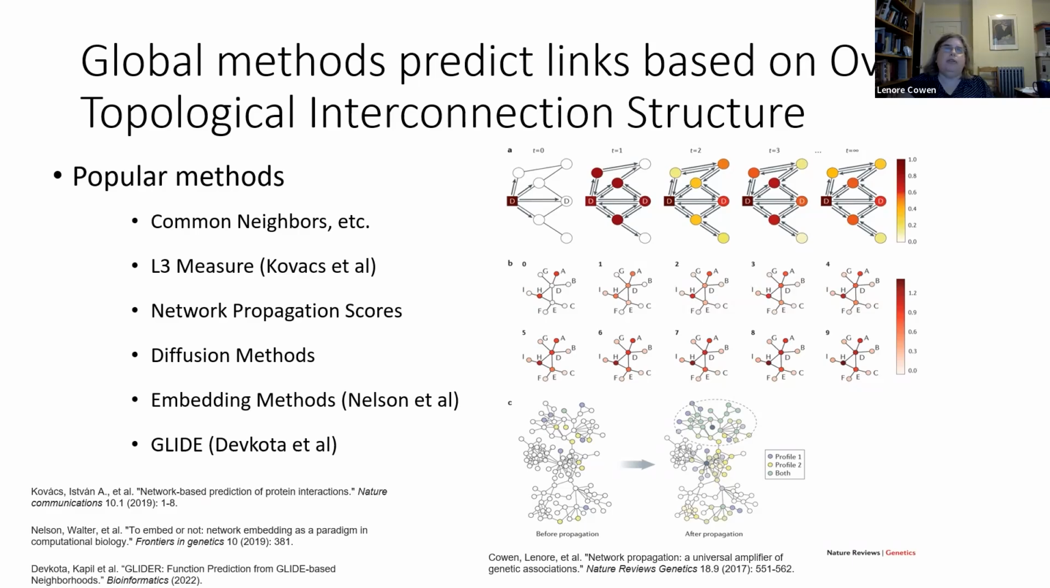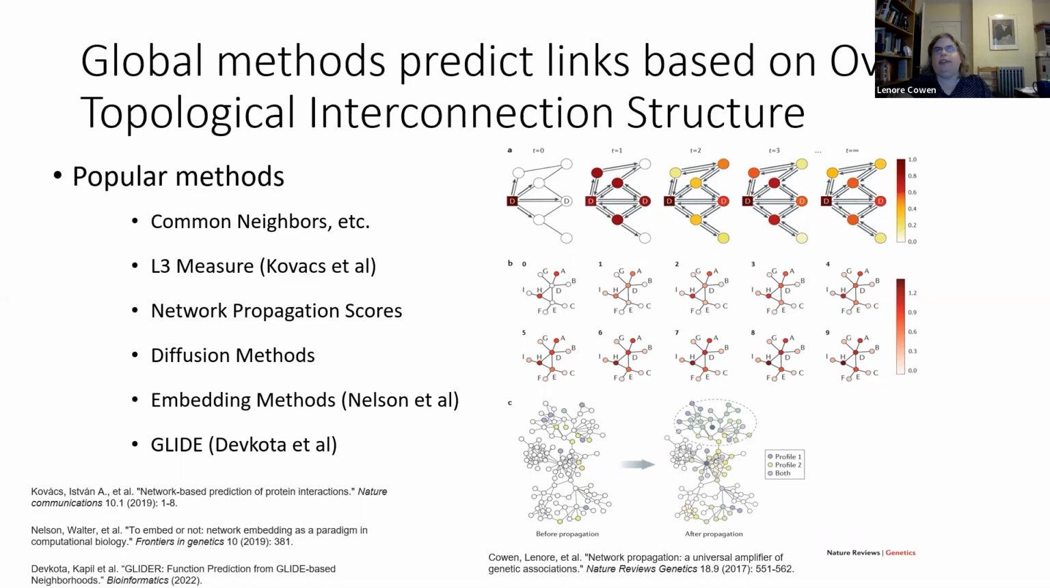Very simple methods include just counting the number of common neighbors. Other simple local neighborhood methods like Adamic-Adar have also been used in social networks. I'm going to say something a little later about the L3 measure that was introduced by Kovacs et al. And a lot of people have already been talking about random walk diffusion methods, network propagation methods, different ways of taking short random walks to see which nodes are hit most often and are in the neighborhood and nearby. And there are subtleties about the different ones of these methods that people use in different settings.